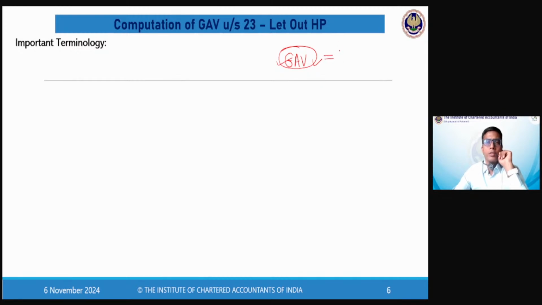See, in simple words, GAV should have been the rent received, correct? However, it is not only the rent received. This is the special point. What is GAV? That is what we get to understand from section 23. Section 22 was the charging section, and 23 onwards is computation. In computation, the first point is GAV, so section 23, the first section of computation, deals with GAV.